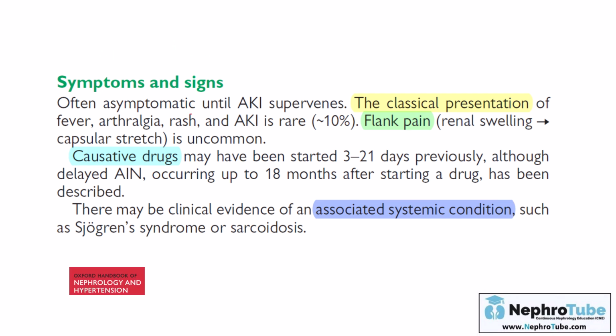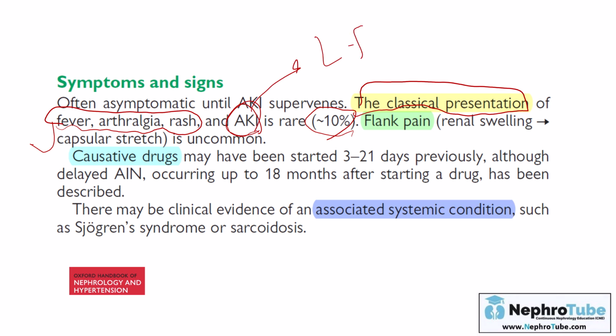What is the clinical presentation of acute interstitial nephritis? First of all, it may be asymptomatic until AKI develops. So the first presentation of acute interstitial nephritis may be acute kidney injury. The classic presentation that we all study in textbooks, in the form of fever, arthralgia, and rash, is very rare, occurring in only 10% of cases. By the way, we can also find liver function test derangement with acute kidney injury. The drug may affect the kidney and the liver in the same way.